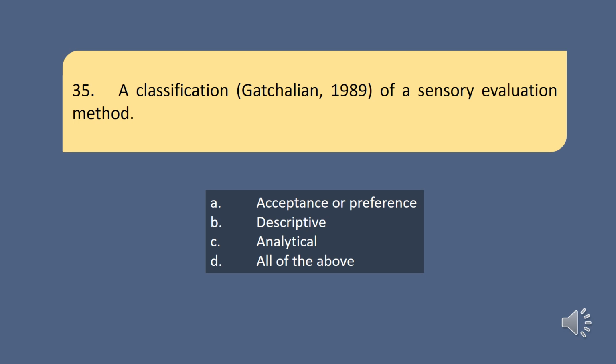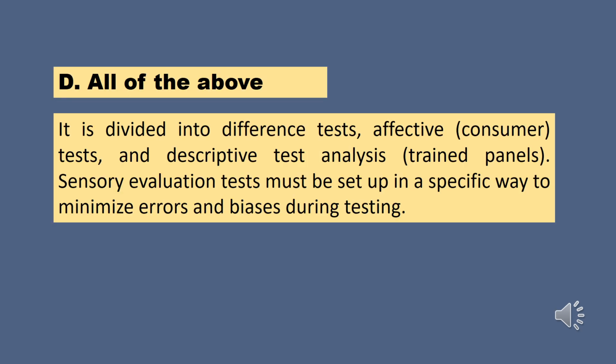35. A classification, Gatchalian, 1989, of a sensory evaluation method. A. Acceptance or preference. B. Descriptive. C. Analytical. D. All of the above. 5, 4, 3, 2, 1. The correct answer is letter D. All of the above. It is divided into difference tests, affective consumer tests, and descriptive test analysis, trained panels. Sensory evaluation tests must be set up in a specific way to minimize errors and biases during testing.